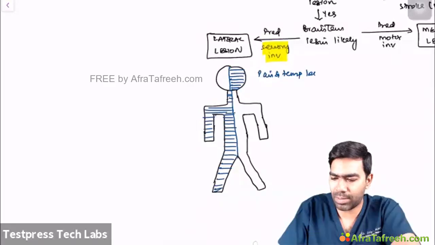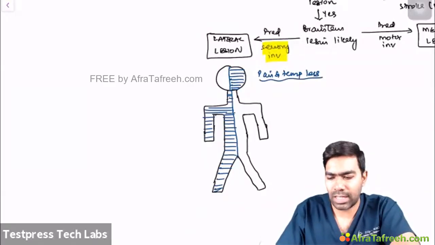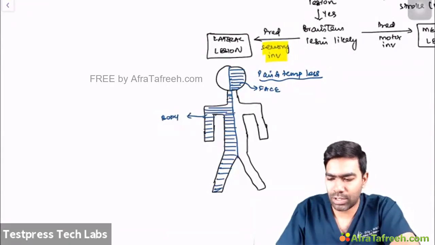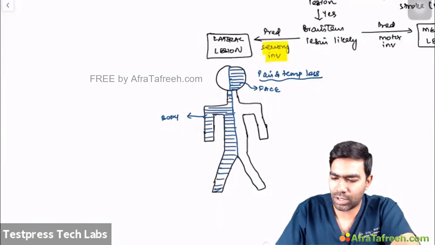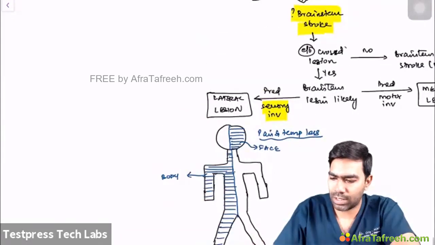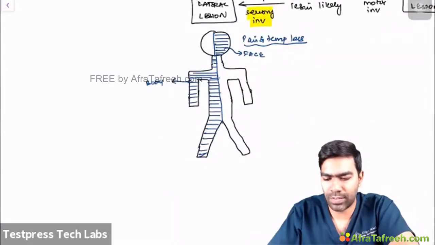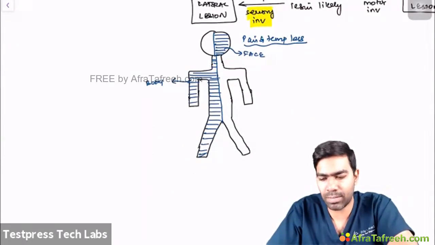I'm having a pain and temperature loss. In the face, I'm having it on one side, but in the body, I'm having it on the other side. So this is what we refer to as a crossed lesion. This is what we call a cross lesion, and this is very characteristic of a brainstem lesion. If it is there, I can be very sure that it's a brainstem lesion only.